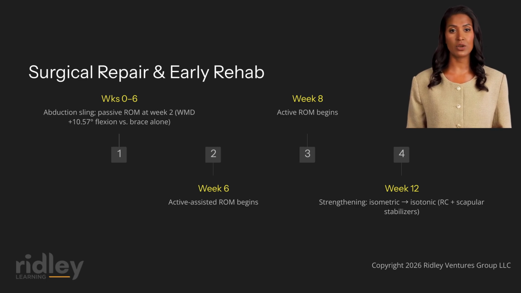Nursing staff provide education on sling compliance, wound care, pain management, and monitoring for complications including infection and excessive stiffness. Active assisted range of motion begins at 6 weeks, with active range of motion at 8 weeks. Strengthening exercises begin at 12 weeks, progressing from isometric to isotonic exercises targeting the rotator cuff and scapular stabilizers.